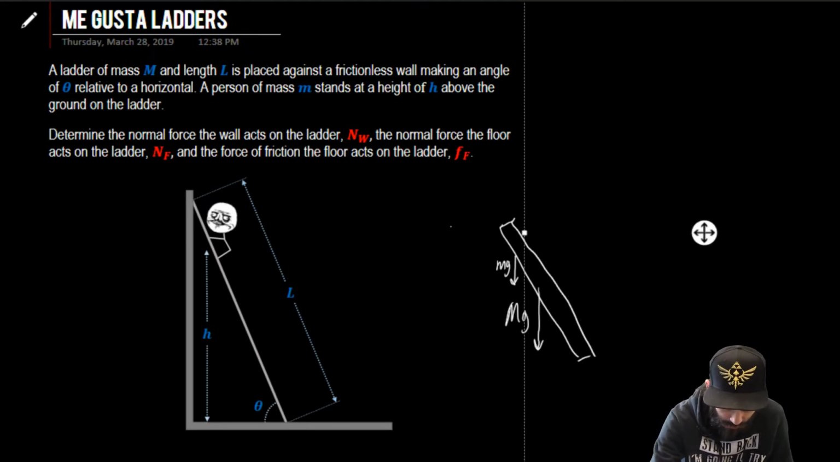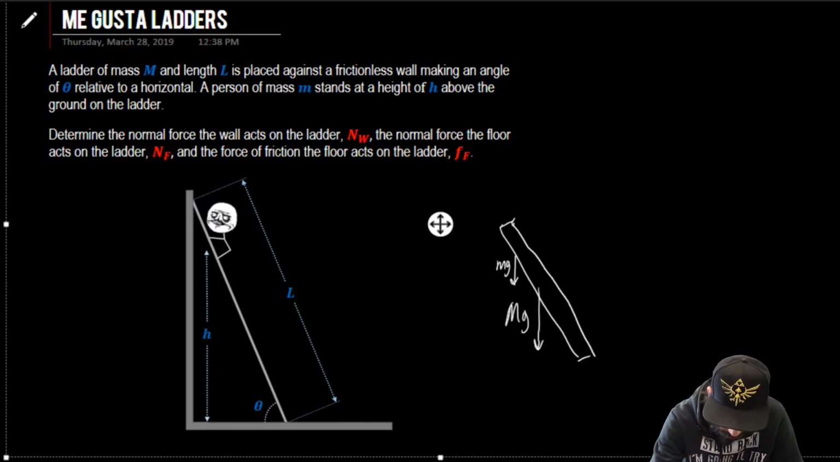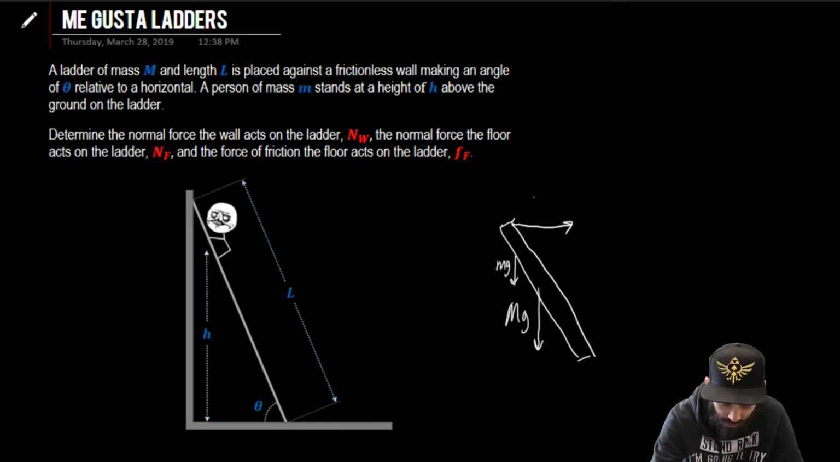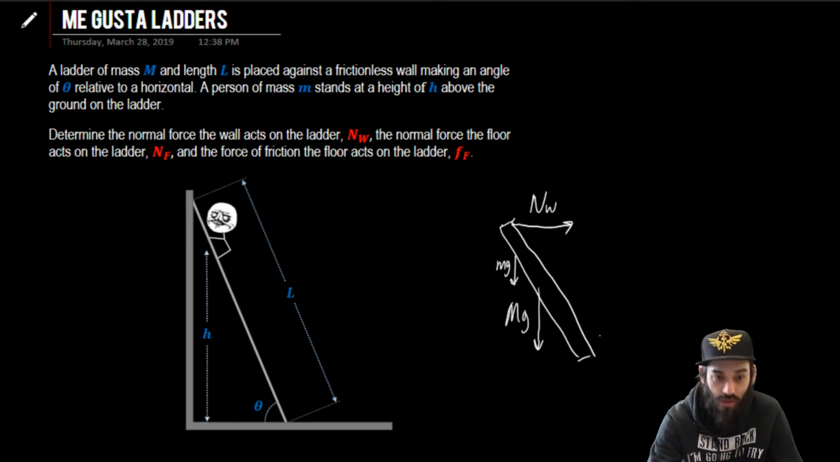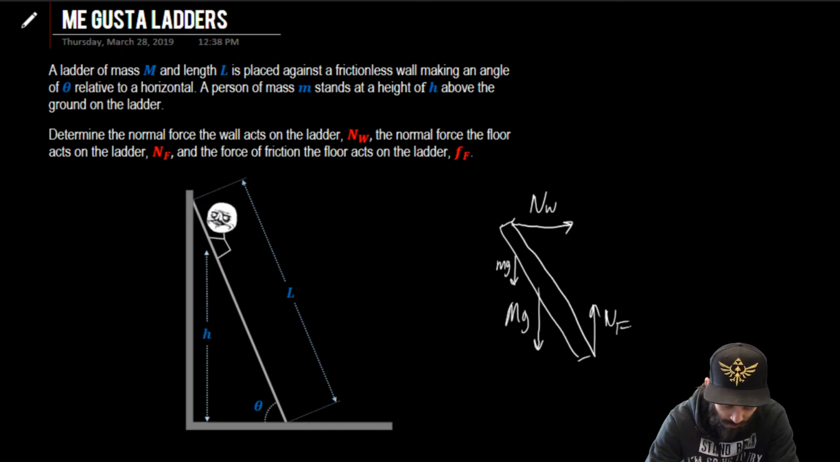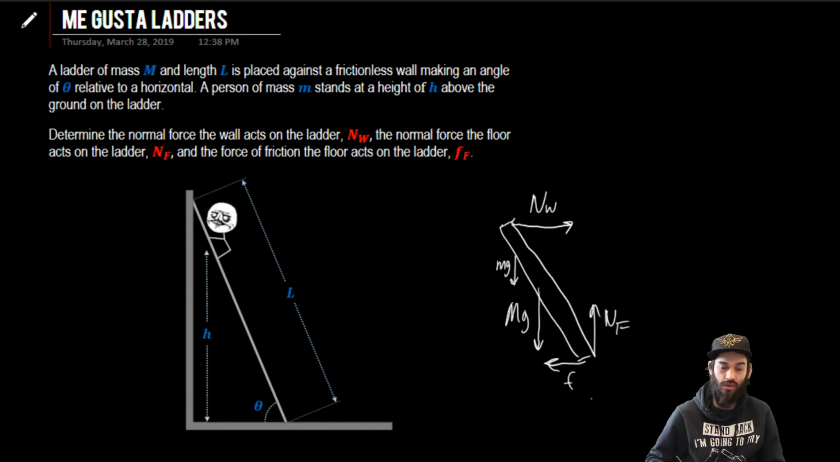We have some normal force that the wall exerts here. This is going to be some N sub wall. And then we have some normal force from the floor. So this is going to be our N sub F. The last force that we have is going to be the force of friction. The force of friction is going to keep this from sliding out, and so this is going to point in this direction.